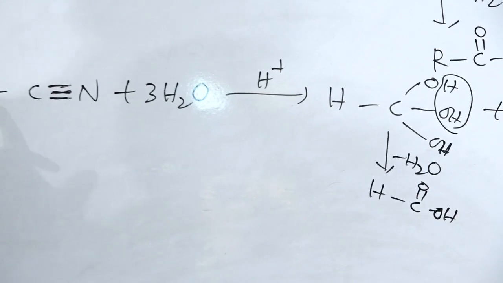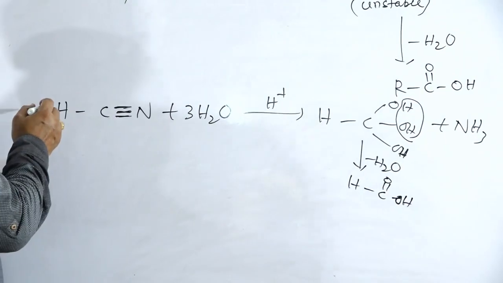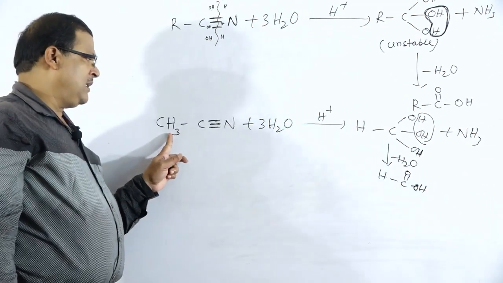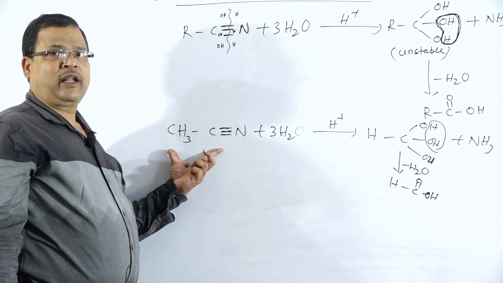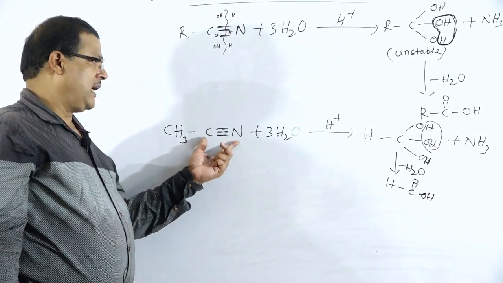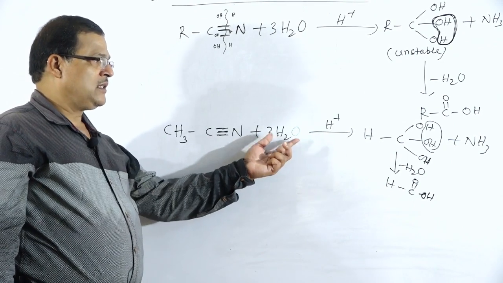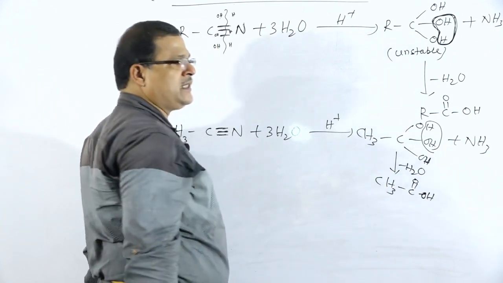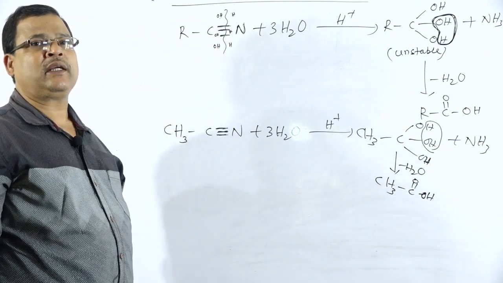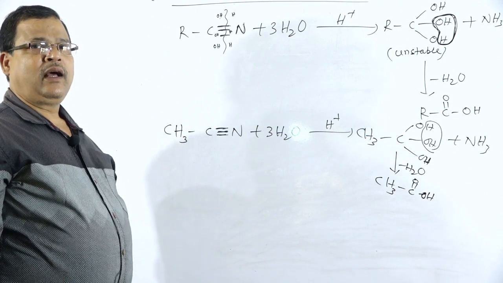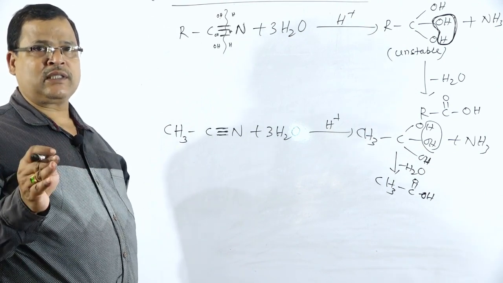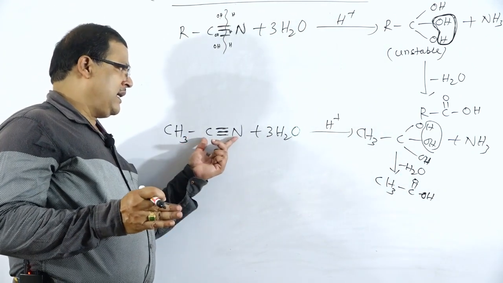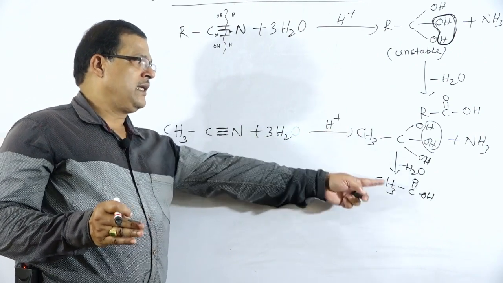And instead of that H, if we take CH3, then that will be methyl cyanide. This compound is named methyl cyanide. It is hydrolyzed to form CH3COOH, which is the formula for acetic acid. Hydrogen cyanide undergoes hydrolysis in acidic medium to form formic acid, and methyl cyanide is hydrolyzed to form acetic acid.